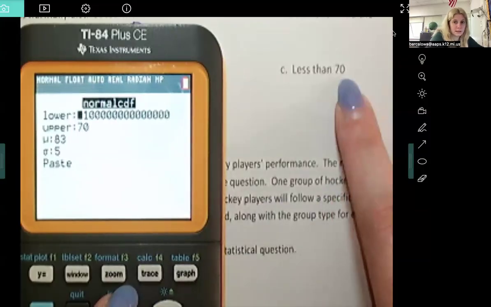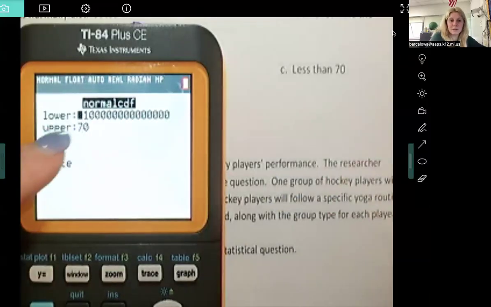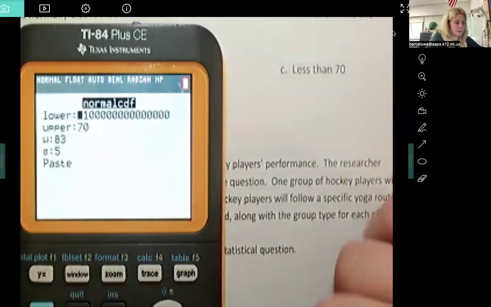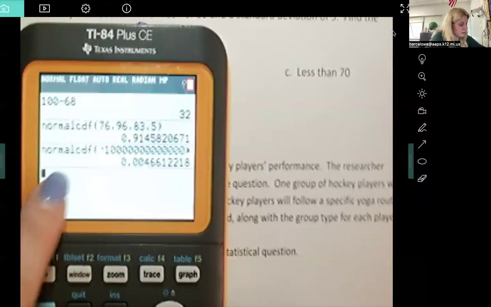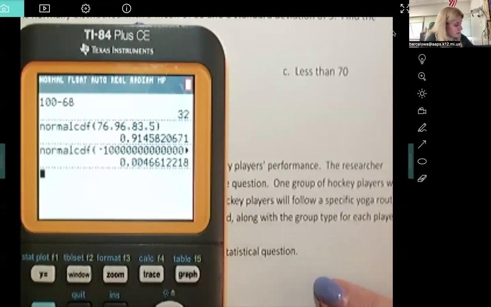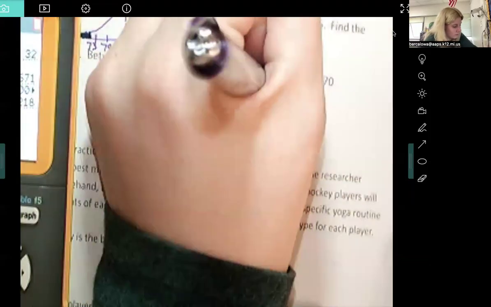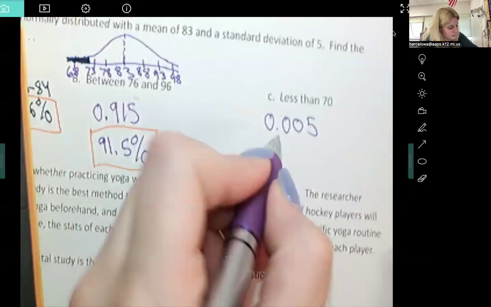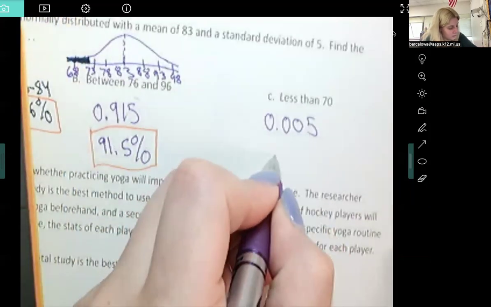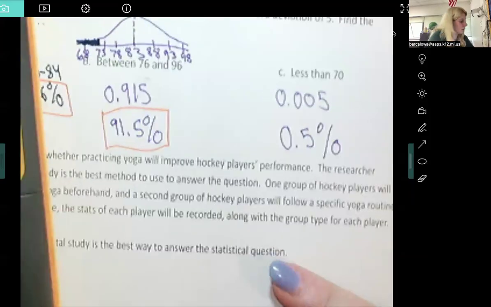Because this just says less than 70. So I don't want to put like 60, because that would be 60 to 70. I want something really, really small all the way up to 70. Same mean and standard deviation. So enter, enter. Oh, that is small. 0.004. Something like that, which I guess is move your decimal place twice. This is 0.5%. Not even a whole percent.